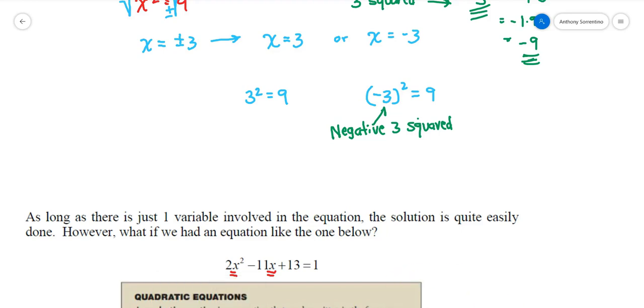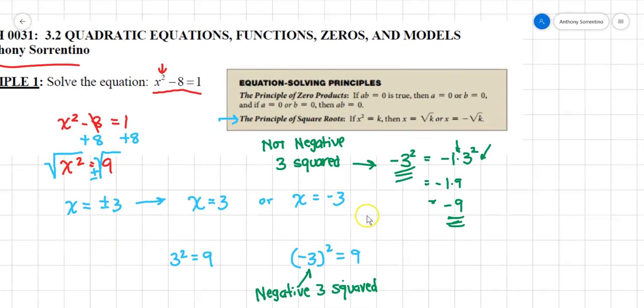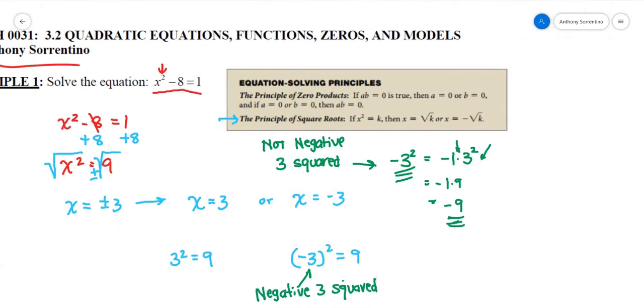2 of them are centered around the other principle up here, and I want to talk about that before we get into those methods. It's the principle of zero products. Sometimes it's known as the zero product property.